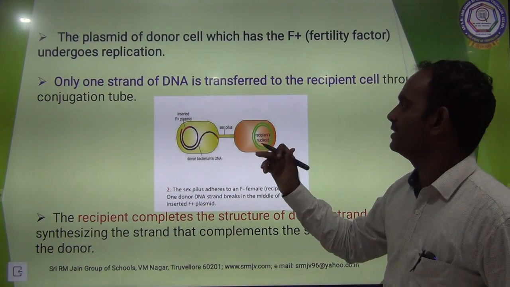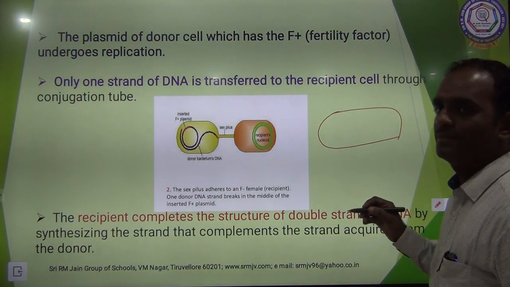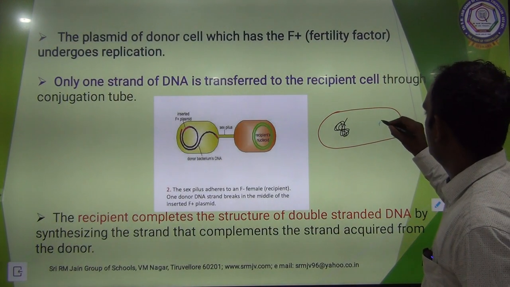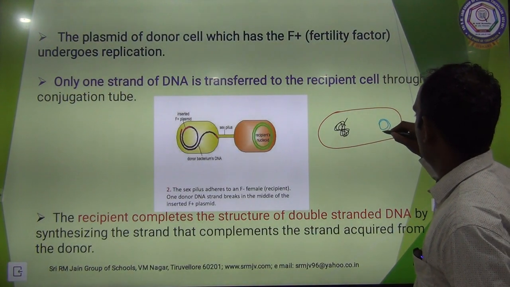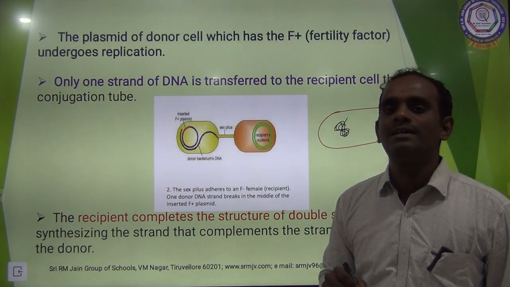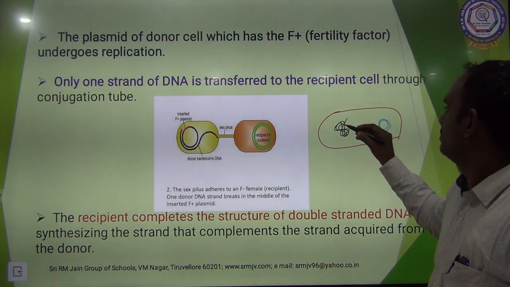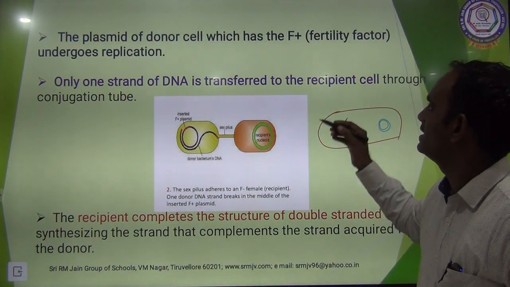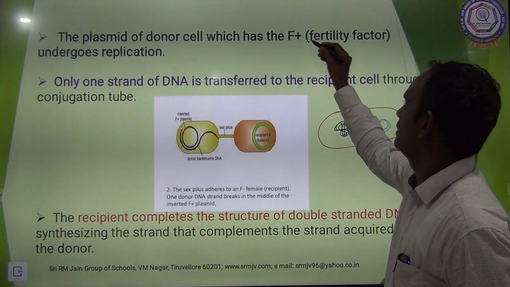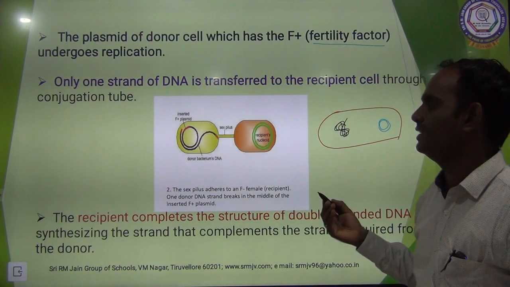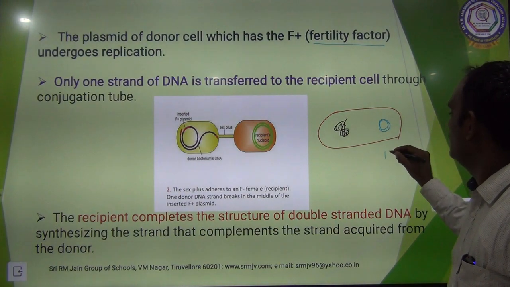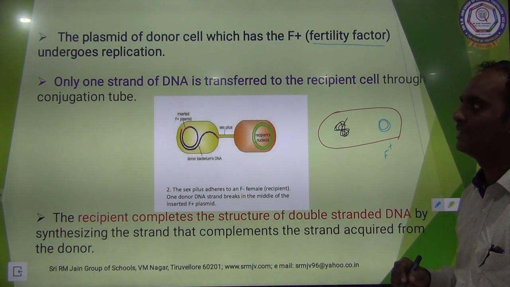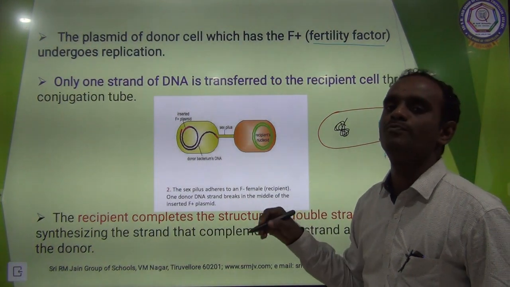The plasmid of donor cell. So you know very well, bacteria contains a bacterial chromosome as well as one important thing, the extra chromosomal self-replicating double stranded DNA, that is plasmid. So the bacteria contains bacterial chromosome as well as the plasmid. The plasmid of donor cell acts as a F plus factor, fertility factor. If a cell has plasmid, it is F plus. If a cell does not have plasmid, it is F minus, fertility factor.